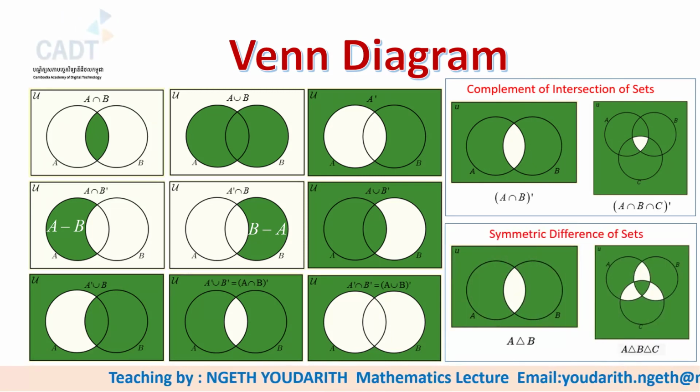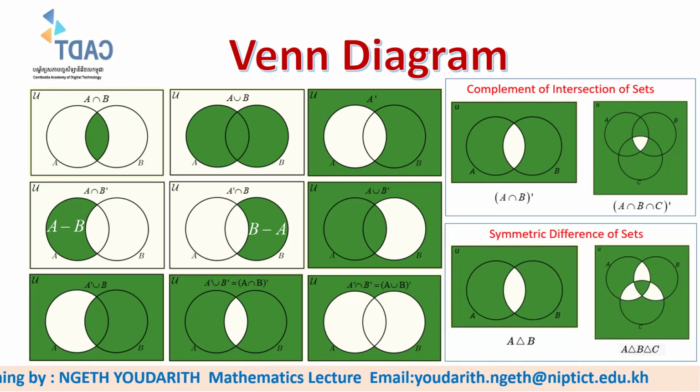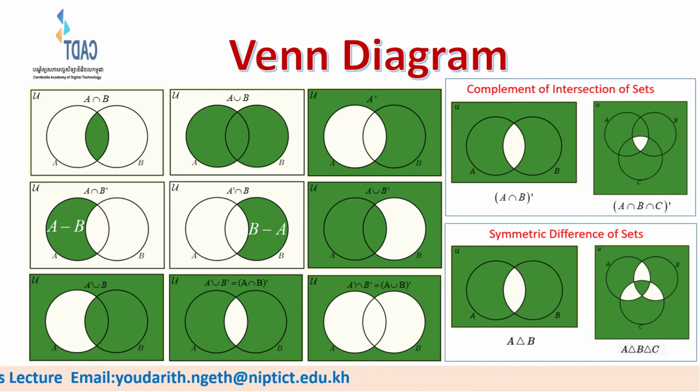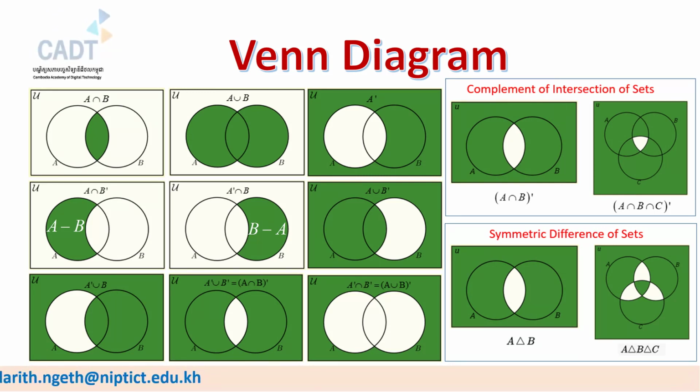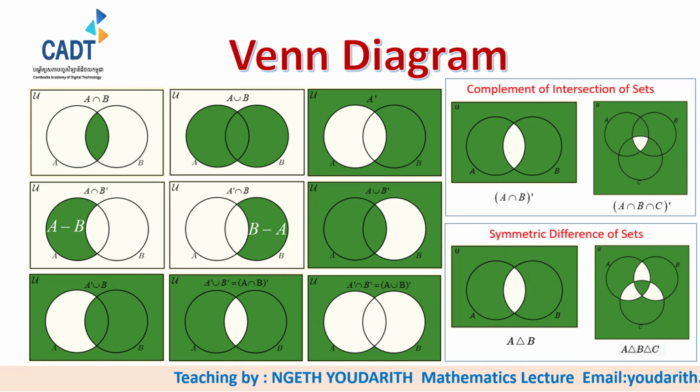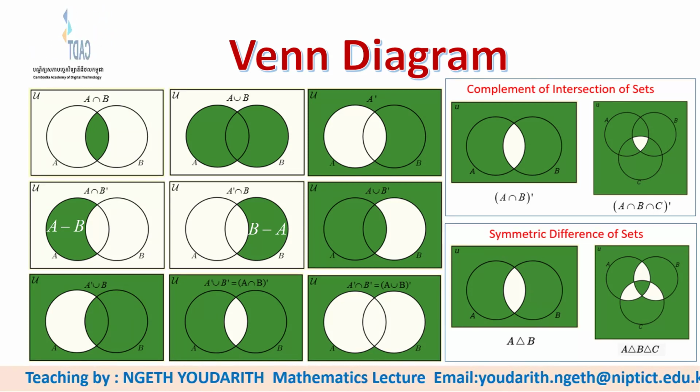And this is the symmetric difference of sets. This is the symmetric difference of sets for two sets, A and B, or for sets A, B, and C. This is about the symmetric difference of sets.